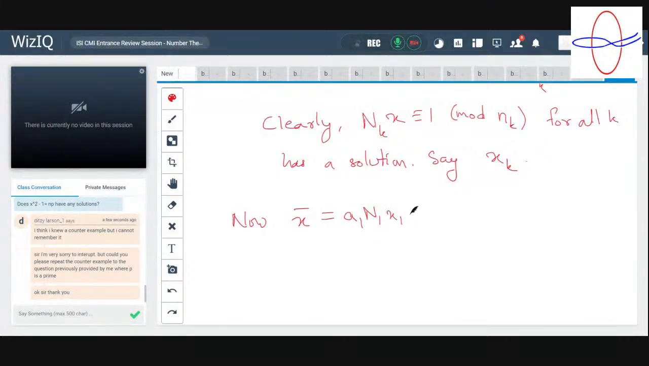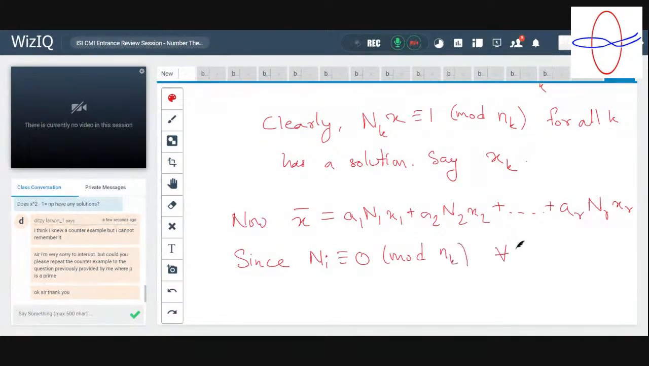x bar equals a1 N1 x1 plus a2 N2 x2 and so on till ar Nr xr. Then since Ni is congruent to 0 mod nk for all i not equal to k, I can say that x bar is always congruent to ak Nk xk mod nk, because the rest will reduce to 0.